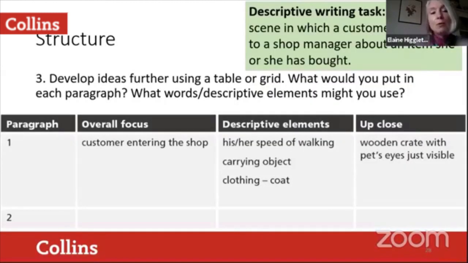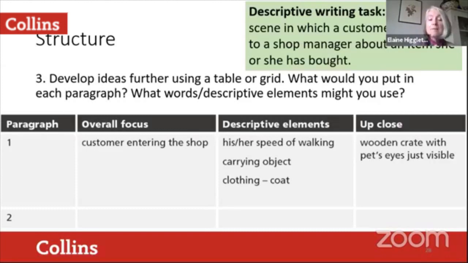Here's another example. We can also use a table or a grid or a chart like this to help structure our paragraph. So we might say, paragraph one, the customer enters the shop. So we've got the number of the paragraph on the left, the overall focus, what's going to happen in this paragraph, then we've got the descriptive elements, and then we've dug in even further and we've said up close, what might the customer see going into the shop? So this is a way of bringing in yet more structure to our writing before we actually start to write.